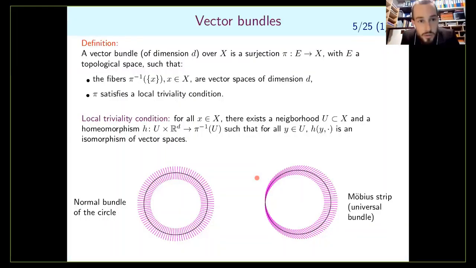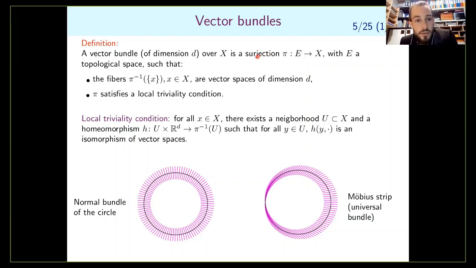So if we want to talk about Stiefel-Whitney classes, we have to talk about vector bundles. I give you here the usual definition of a vector bundle. We have a base space, X. It is a topological space. A vector bundle over X is a surjection from E to X. So E is another topological space that is called the total space.